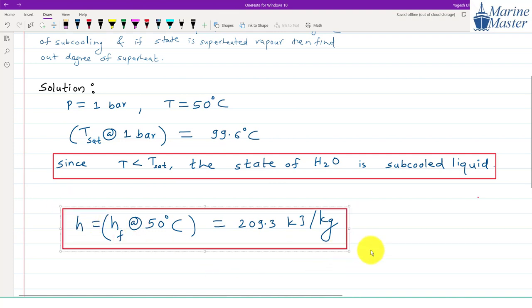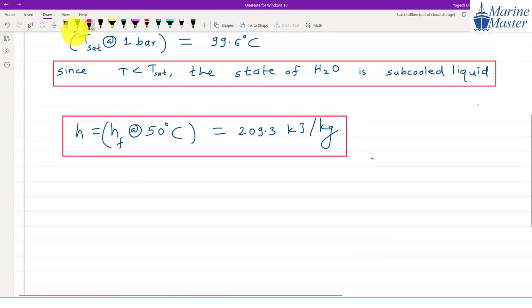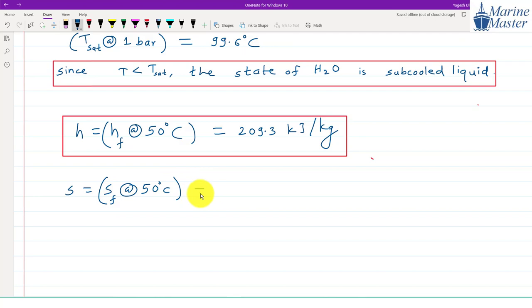Enthalpy. Similarly, we can find out entropy also. S is equal to SF. At what temperature? 50 degrees Celsius. See the scenario here. And that will be equal to what?